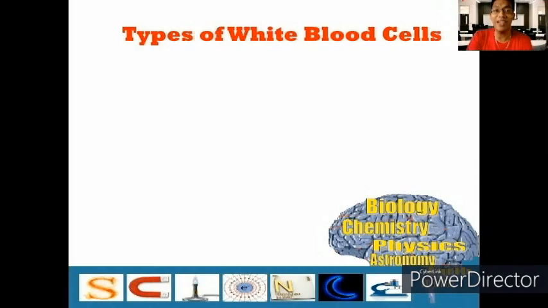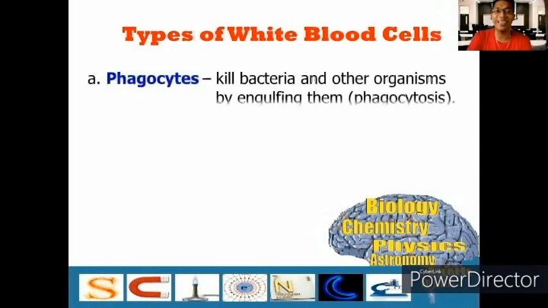For this particular lesson, I will talk about 2 types of white blood cell. The first one is the phagocytes. They are the ones responsible for killing bacteria and other organisms by engulfing. And this is what we call phagocytosis.